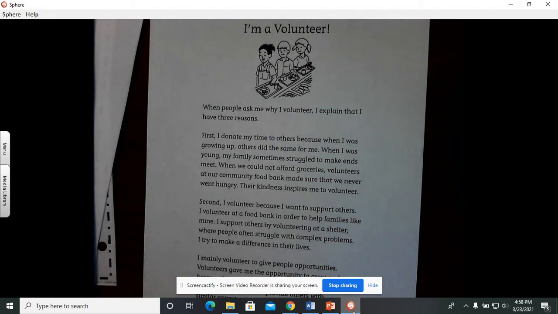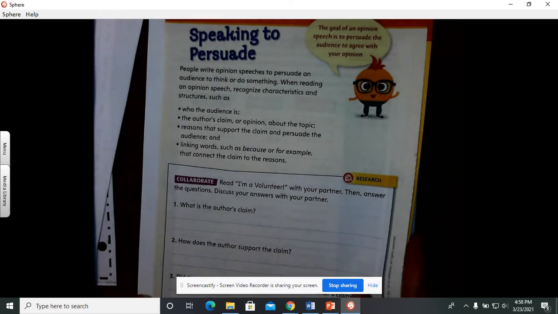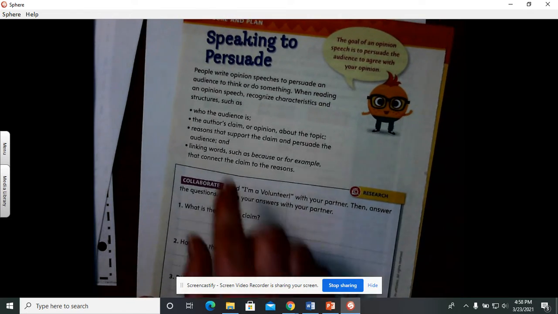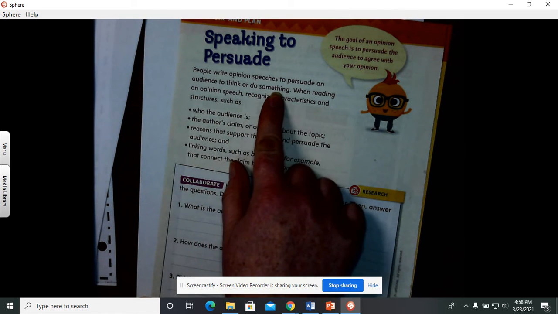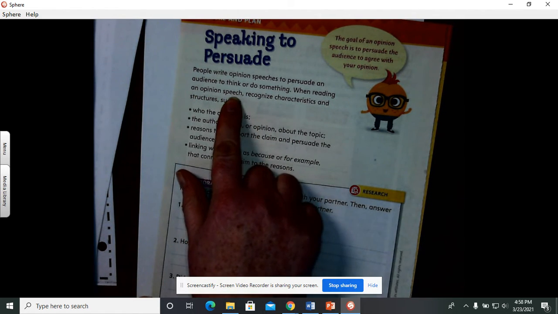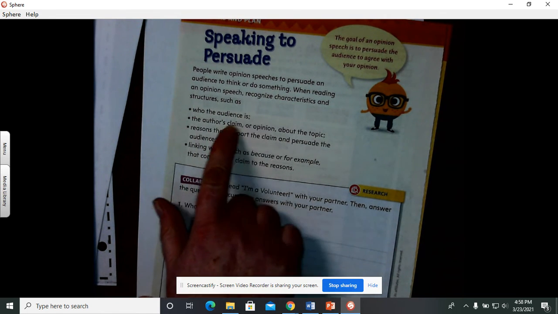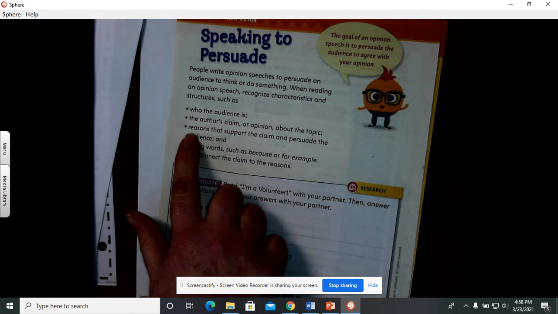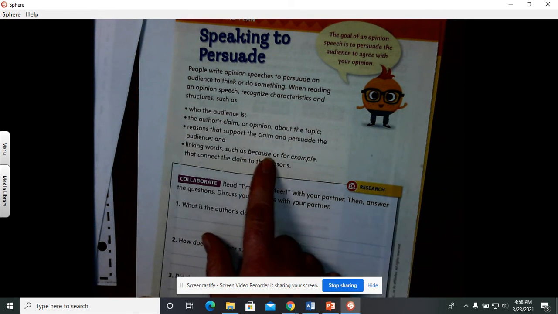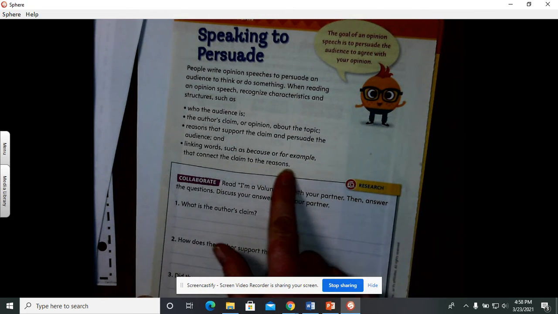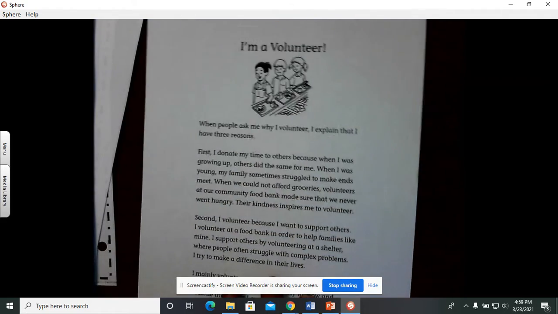Okay, so whenever we're done reading this, then we're going to look and answer some of these questions. If you see, it says people write opinion speeches to persuade an audience to think or to do something. When reading an opinion speech, recognize characteristics and structures such as who the audience is for, the author's purpose or claim about a topic, reasons that support the claim and persuade the audience, and link words such as because or for example that connect the claim to the reason. So that's what I just read, basically. Okay, so let's look at our article.